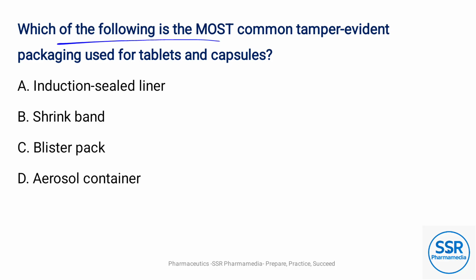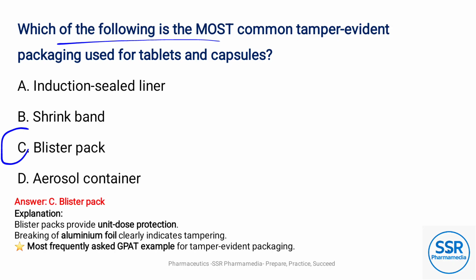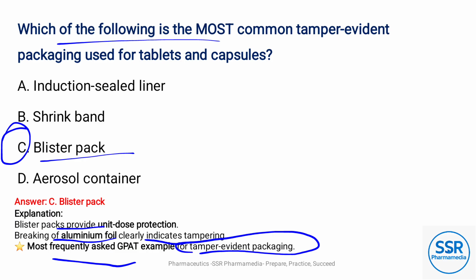Which of the following is the most common tamper evident packaging used for tablets and capsules? Option C, blister pack. So blister pack provides unit dose protection. Breaking of aluminum foil clearly indicates tampering. So these are the most frequently asked GPAT examples for tamper evident packing.